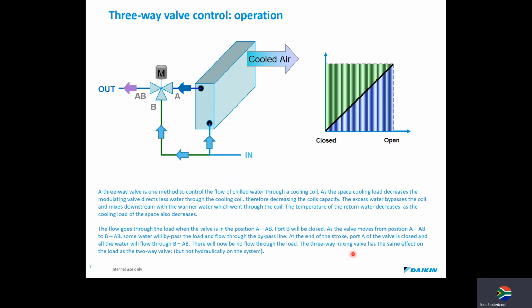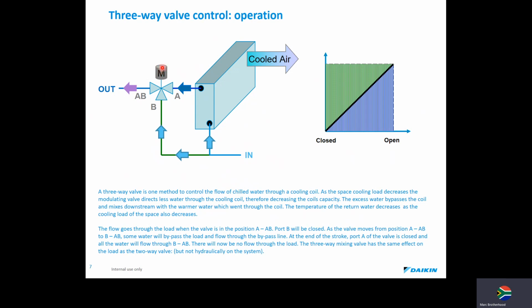As the valve moves from position A/AB to B/AB, some water will now bypass the load and flow through the bypass line. So this is your bypass line, and you're going to get some water going through here and some water going through there and mixing downstream. At the end of the stroke, port A of the valve is closed and all the water will flow through B/AB. Okay, there will be now no water flow through the load.